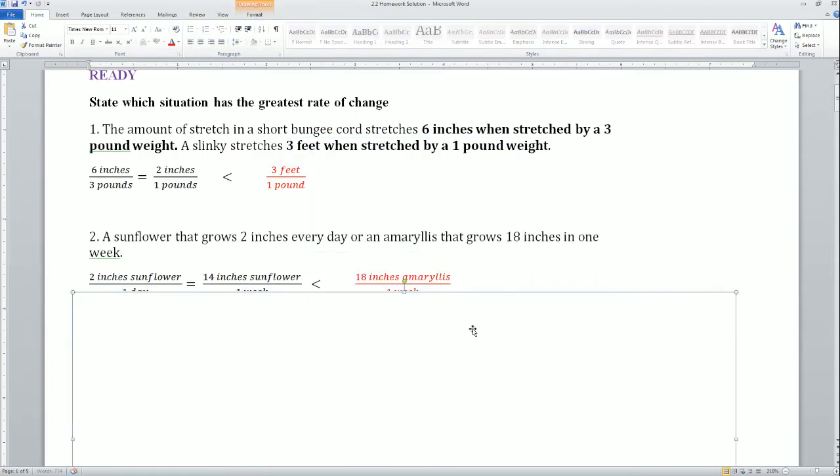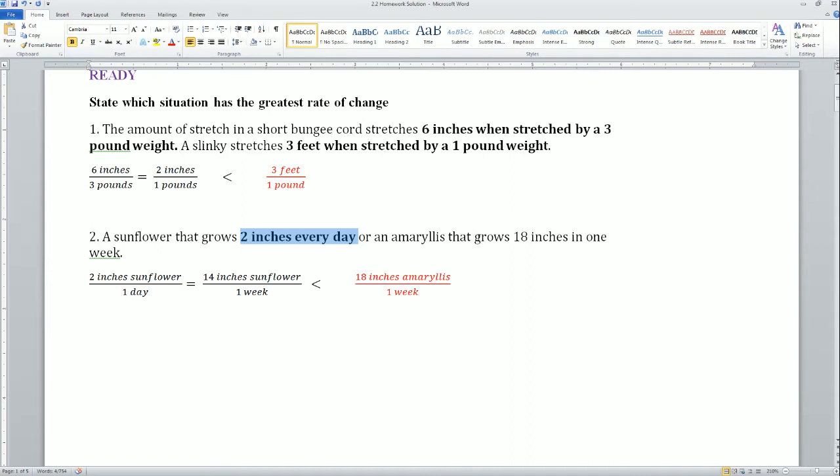Next, okay, we have this. Again, 2 inches per day was my first ratio. The second one is 8 inches in 1 week. Notice how here it was 1 day, but the other one was in 1 week, so I had to convert it. There are 7 days in 1 week, so I multiply by 7. So 2 inches for the sunflower multiplied by 7 gets you 14 inches for the sunflower, and that is in 1 week.